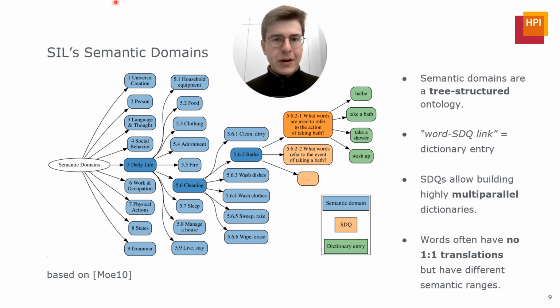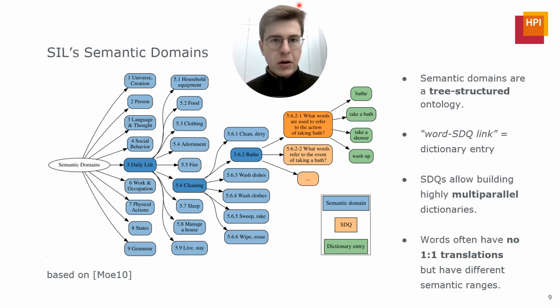Here you can see a drill down into the tree-structured hierarchy of semantic domains. There are 9 top-level semantic domains. The semantic domain 5, daily life, for example, has a subdomain 5.6 cleaning. 5.6 cleaning has 5.6.2 base. And 5.6.2 base has semantic domain questions abbreviated as SDQ. One question is, what words are used to refer to the action of taking a base? For each question, you can collect dictionary entries that answer this question, such as base or take a base.